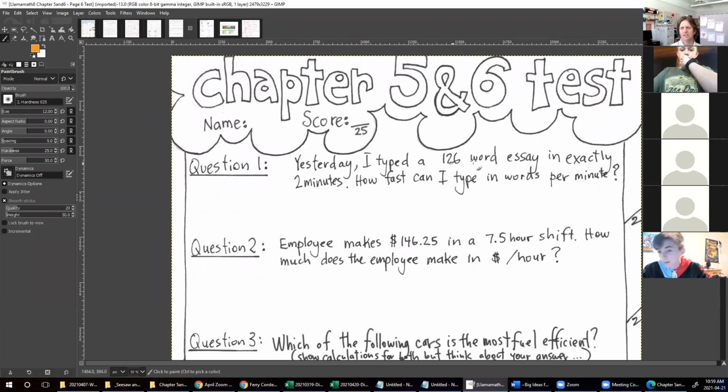Yesterday I typed 126 words in 2 minutes. How fast can I type in words per minute? So I'm going to write words per minute as the unit, and I'm going to fill in the top and the bottom, words on the top, minutes on the bottom, do my division, I'm done. The same thing with this.